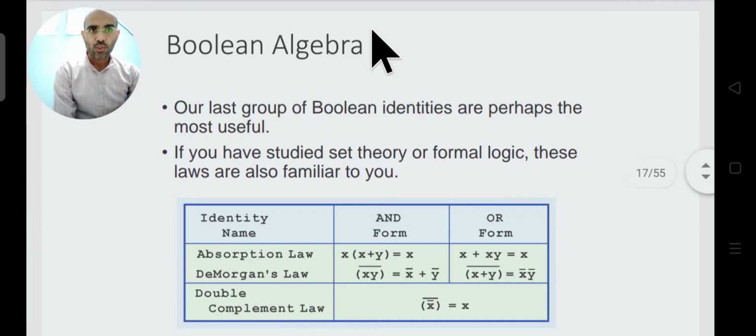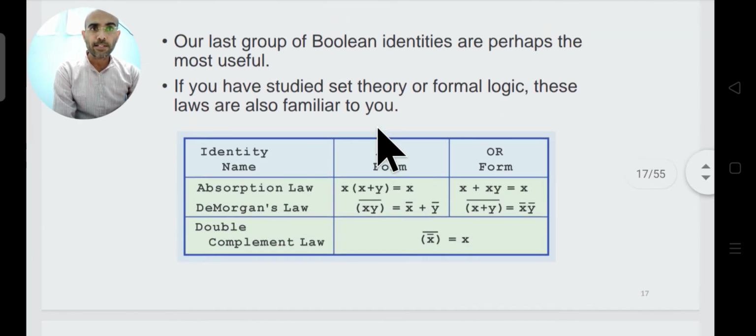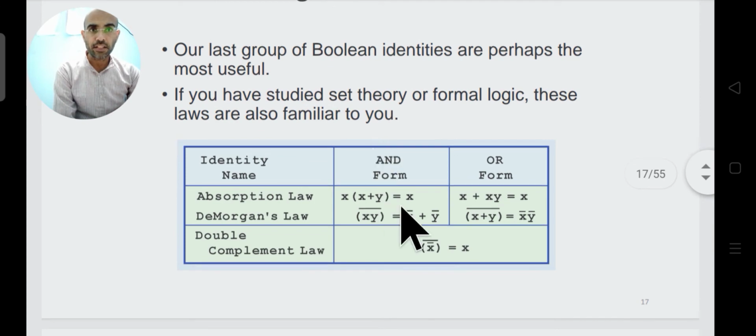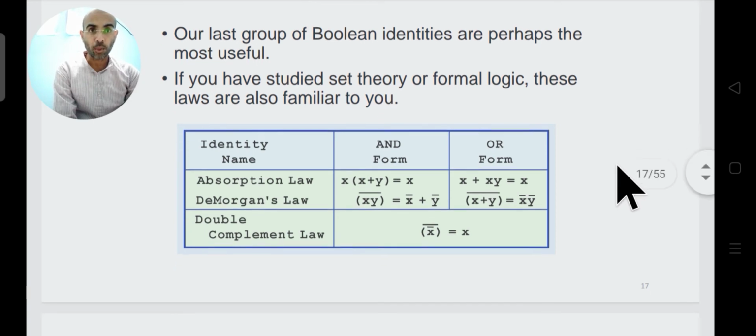Okay, so let's see the other identities. I have tried to include the important identities only. It is not an exhaustive list. I have probably not included all the identities. So if you want more identities, refer to the book.